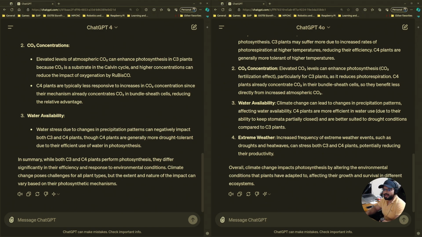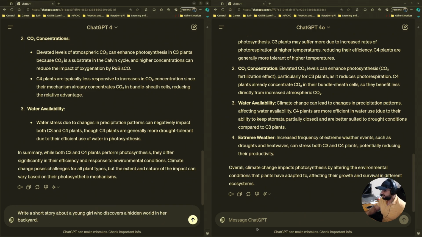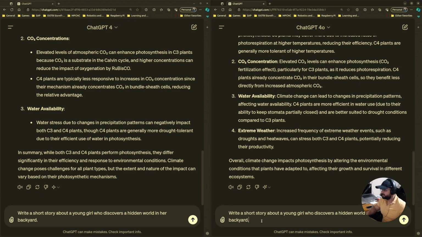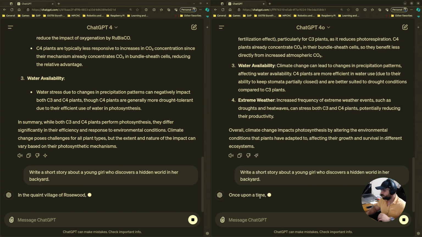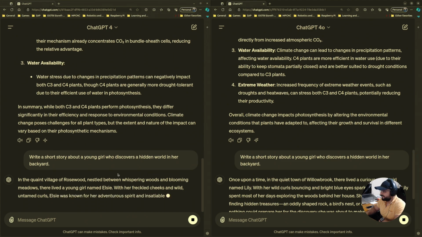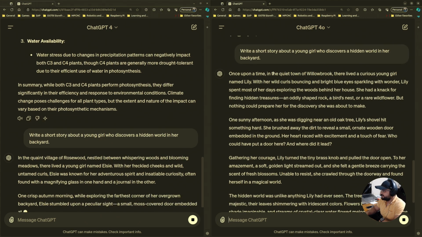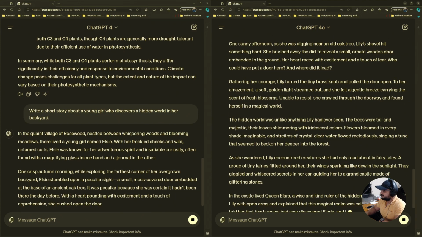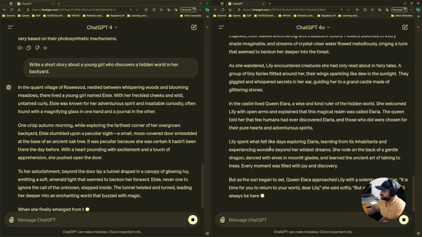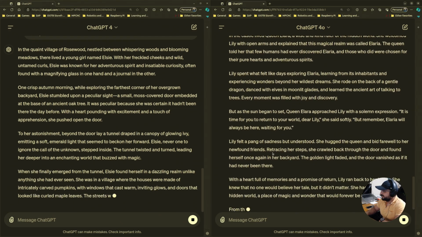All right. Now, the next step would be to explore GPT-4's creative writing skills. So I'll ask it to write a short story based on a prompt, and let's see how both of them react to it. So here are my captions. So I'm asking it to write a short story about a young girl who discovers a hidden world in her backyard. 4 first, 4o after, and let's see what happens. So 4 is still writing. I can definitely see the throughput, the words per minute on the 4o is huge. It is way faster than 4.